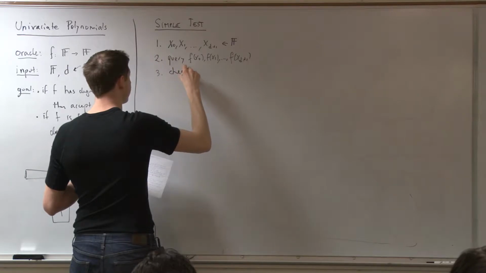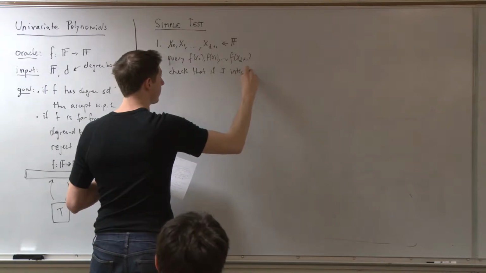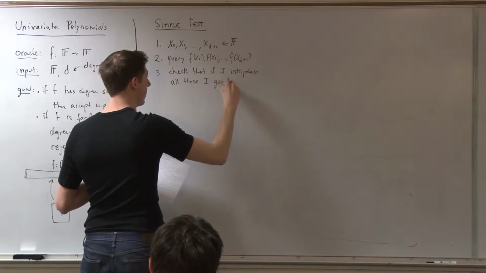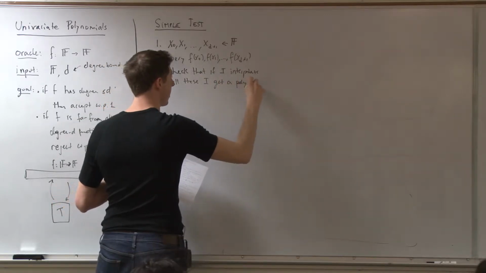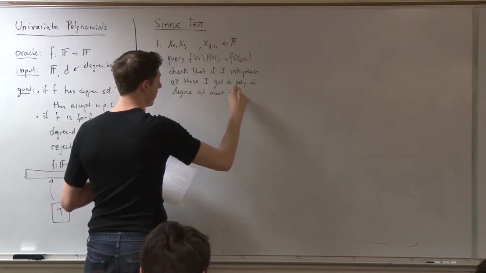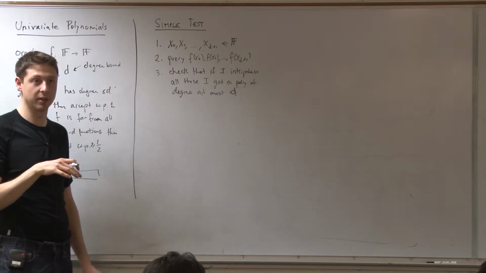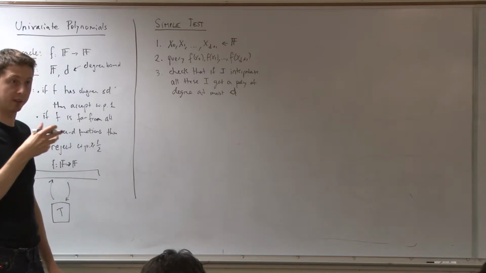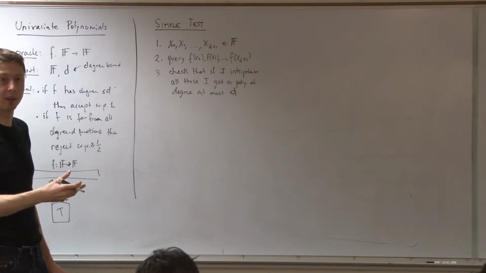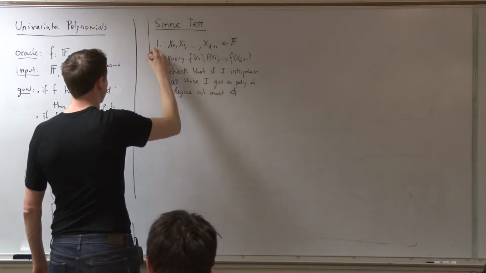I check that if I interpolate all these, I get a polynomial of degree at most d. Okay? Notice that this check is equivalent to saying I interpolate the first d plus 1 points, and I check that whatever I get, when I evaluate it at the last point, I get the value that the function says. Okay? So that's the test we're going to look at.